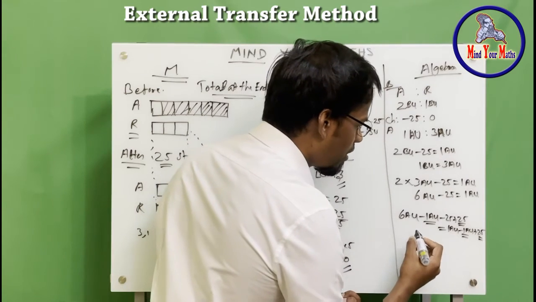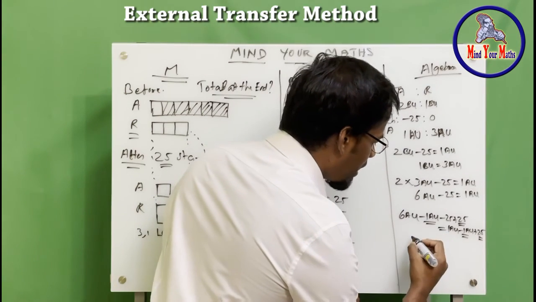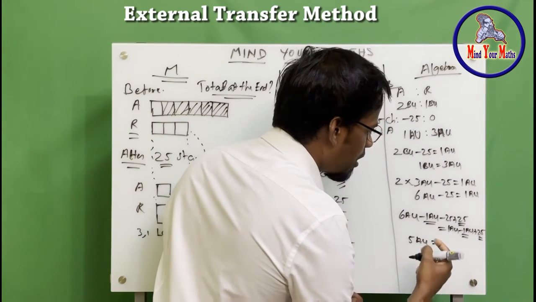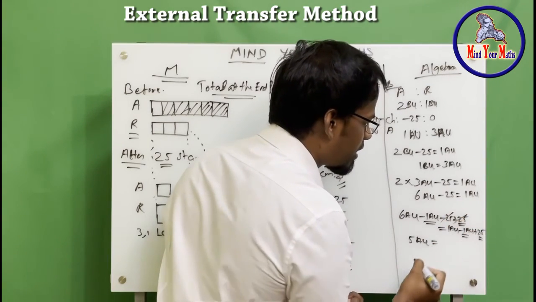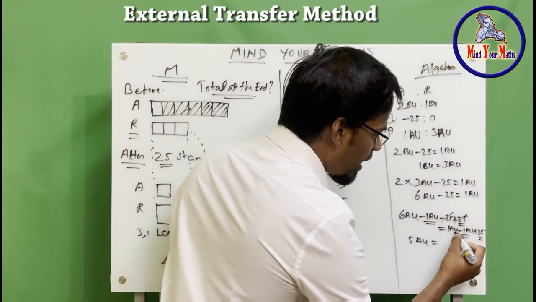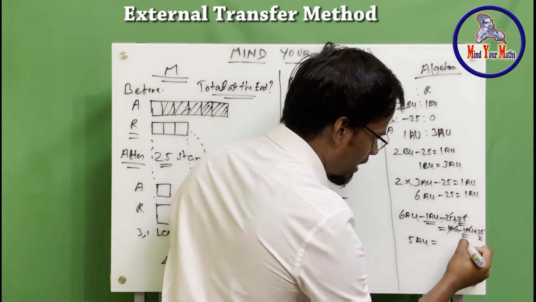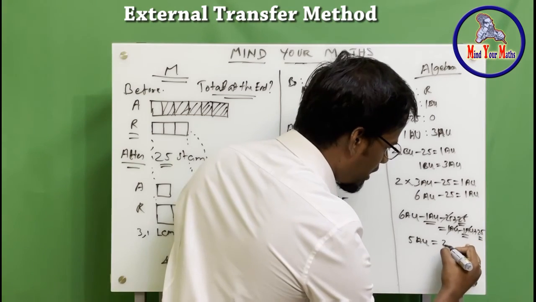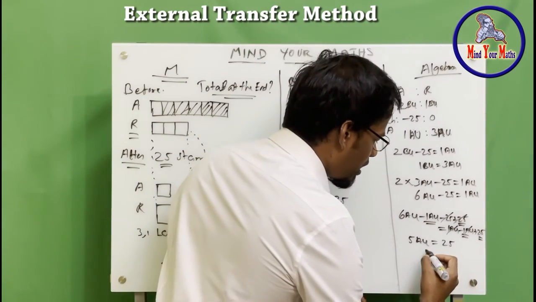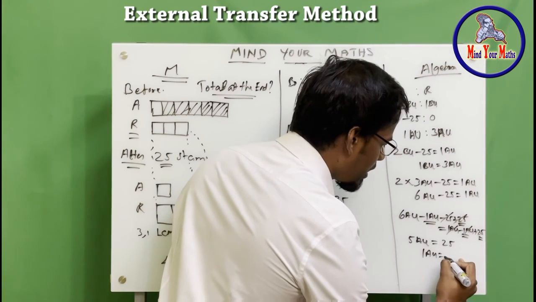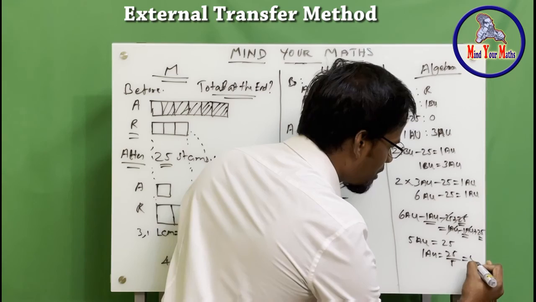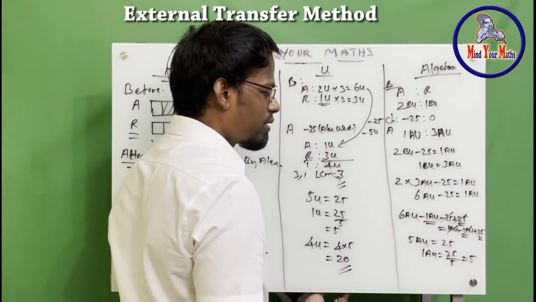So now here 6 AU minus 1 AU is 5 AU, right? Equals, this 25 and 25 gets cancelled because it is becoming 0. On the right side, 1 AU minus 1 AU gets cancelled, so you get 25. So 5 AU is 25, so 1 AU equals 25 divided by 5, which is 5, right?